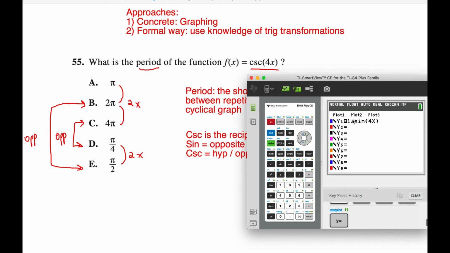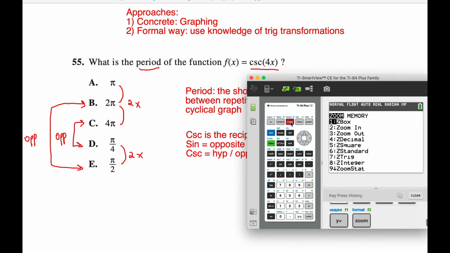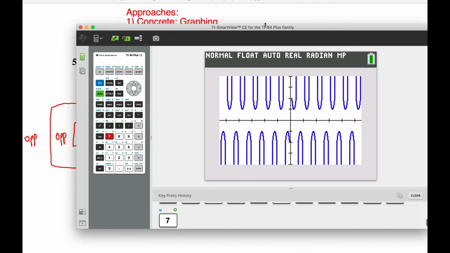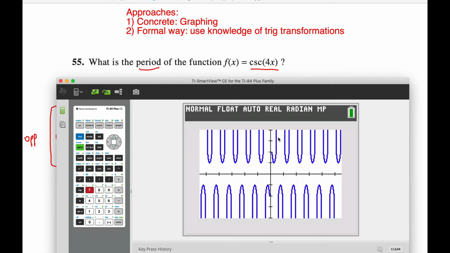And to graph a trig function, usually I'll start out by going to zoom and then ZTrig, because it formats the picture to be for trig functions specifically. And what we see here is this kind of strange looking graph, but it is cyclical like we would expect. And we're going to now use our understanding of period, which is just going to be the shortest distance between repetition points. And we see a bunch of repetition points here. For example, if you look right here, this point gets repeated over here and over here. So that distance is going to be our period.